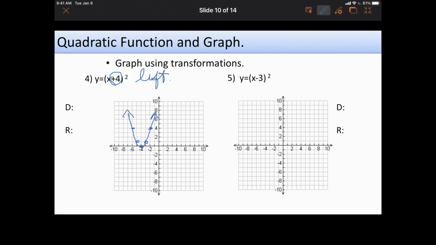Domain, guess what? All real numbers. Range. So even though it's moved to the left, the range is the same as the parent because it's from 0 up. y is greater than or equal to 0.